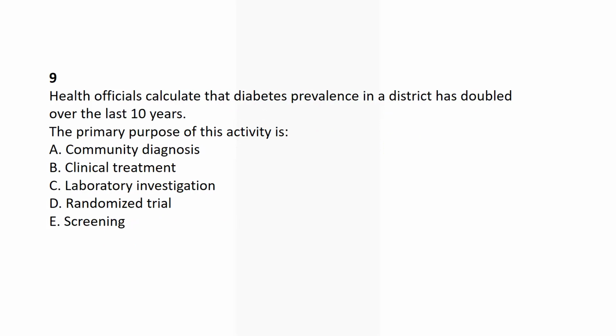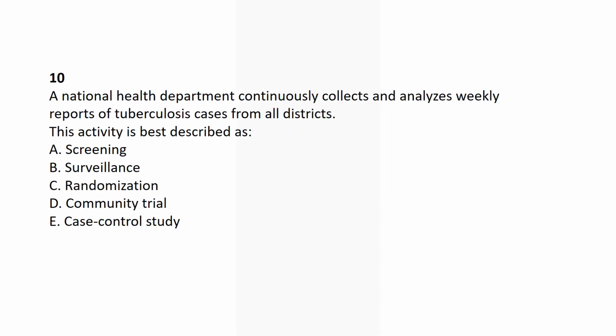Question number nine. Health officials calculate that diabetes prevalence in a district has doubled over the last 10 years. The primary purpose of this activity is option A, community diagnosis, B, clinical treatment, C, laboratory investigation, D, randomized trial, and E, screening. A. Yes, it's the right answer.